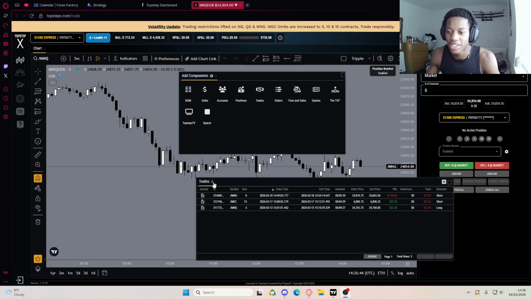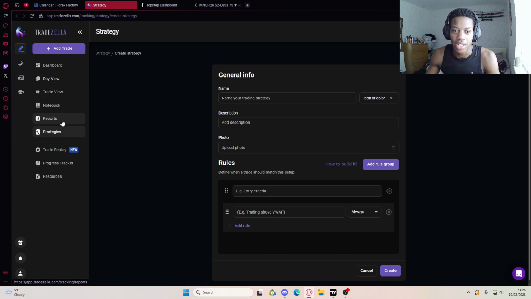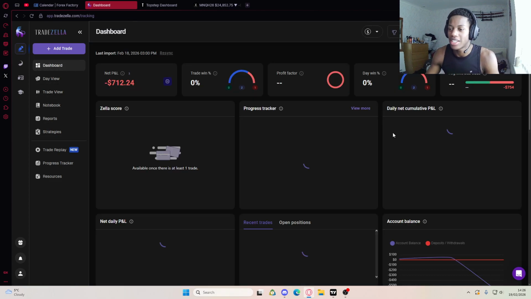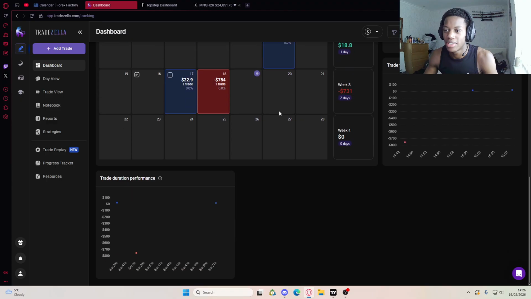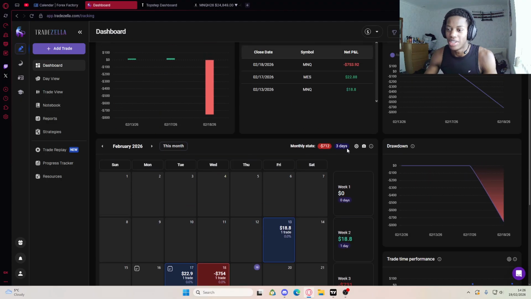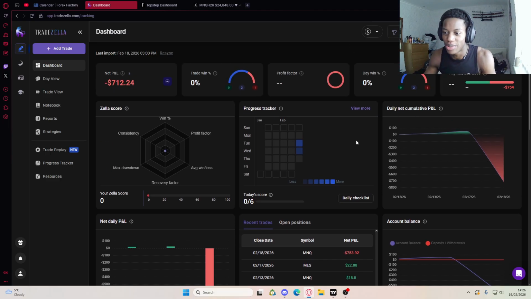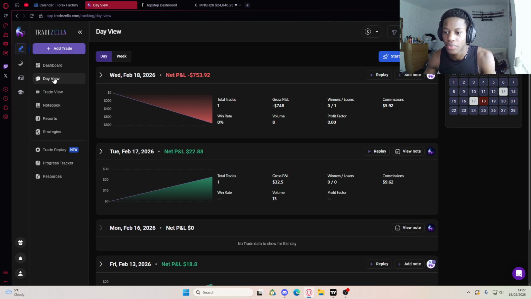But we're back. I have this up because I was putting it on. My dashboard. This thing is so clean, bro. I know it's a red day there, but it looks so nice, man. This makes me want to journal my trades. Oh damn, everything is in the middle now. Okay, let me show you what it looks like here.